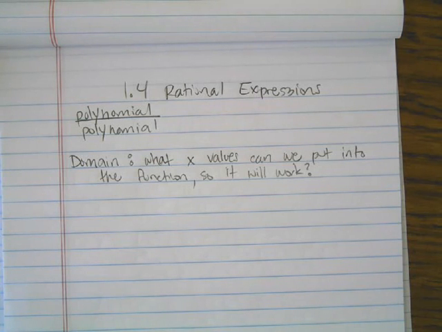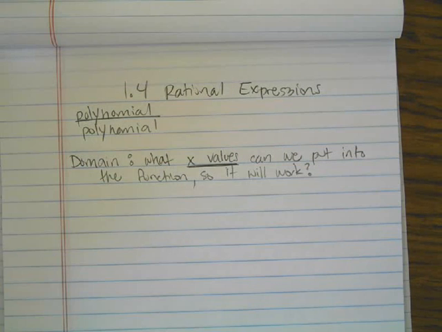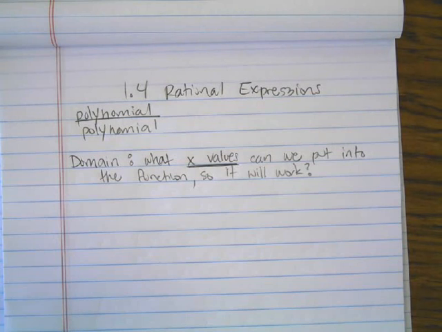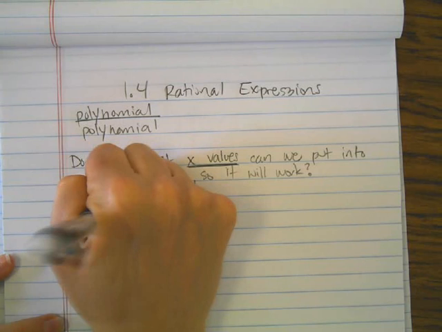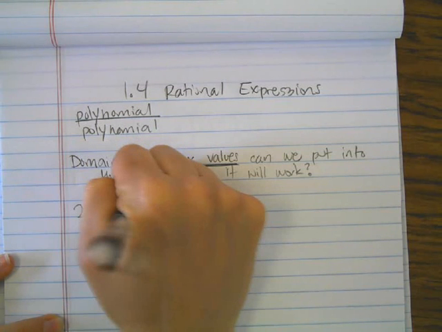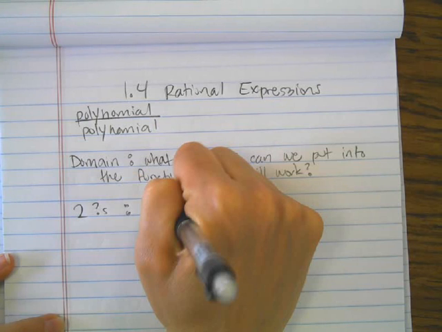So what we do to find the domain of an even root, we put what's underneath the root greater than 0, or greater than or equal to 0, because we can get 0, and solve.